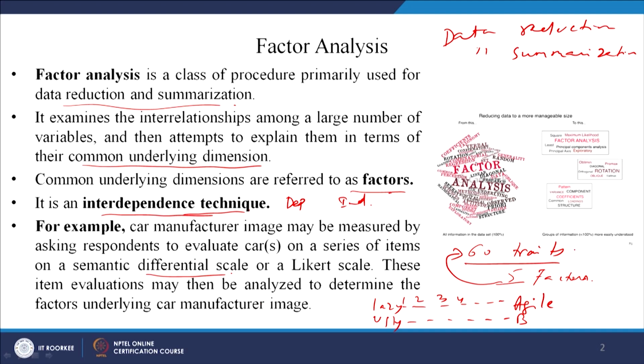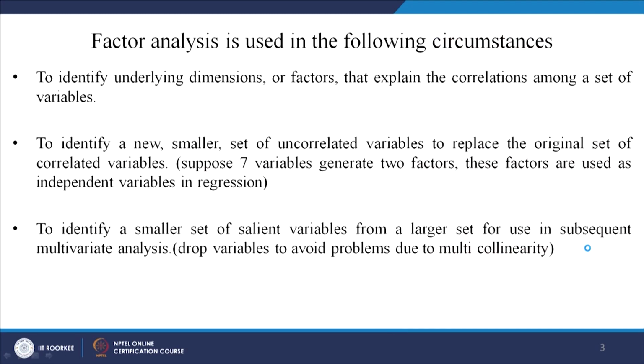I just told you the better example is, maybe we can take these 60 traits of psychology. Okay. Factor analysis is used in which circumstances? Let us see. First is identifying the underlying dimensions or factors that explain the correlation among a set of variables. As I said, the heart and spirit is the correlation. So that means 60 traits came down to, let us say, 5 factors.